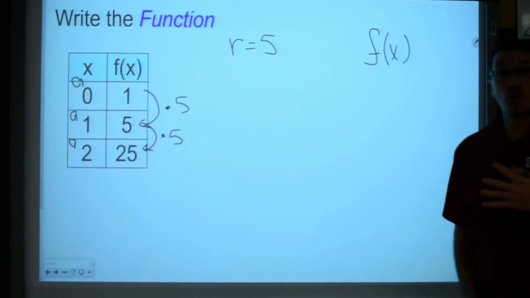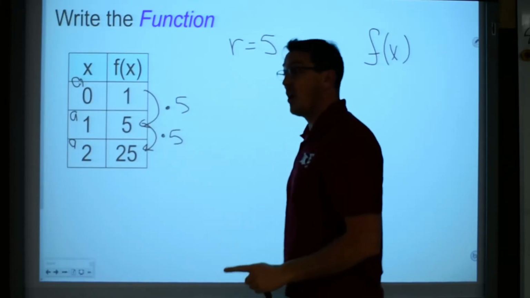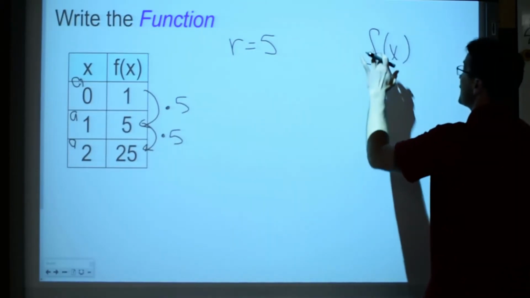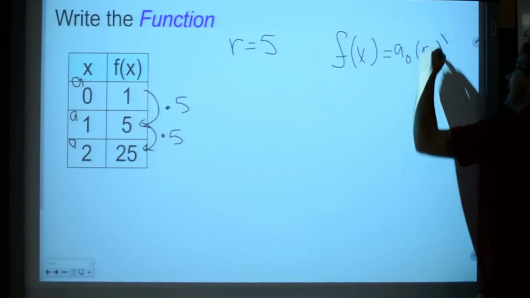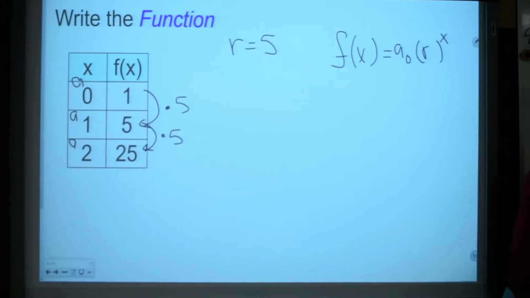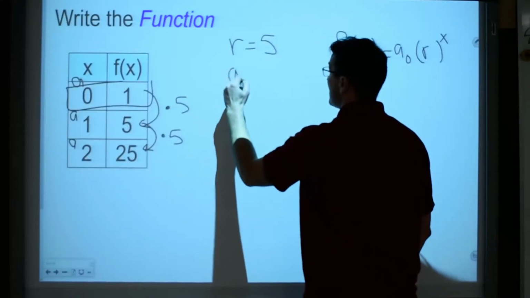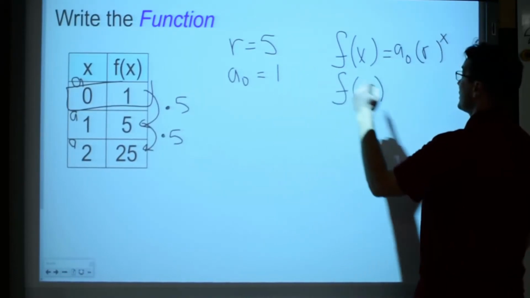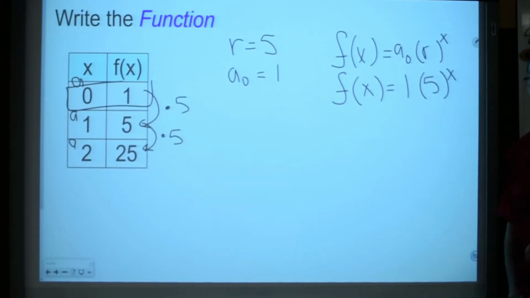And now I could do the explicit formula for geometric. I know that formula should be f(x) equals the initial amount times the rate to the x. That seems like a lot less work than what we've done before. What is my zero term? Well, they happen to have it right here. My zero term is 1. So all I have to do is go f(x) = my initial amount, which is 1, times my rate, which is 5, to the x. Oh my gosh, that's way easier, right?